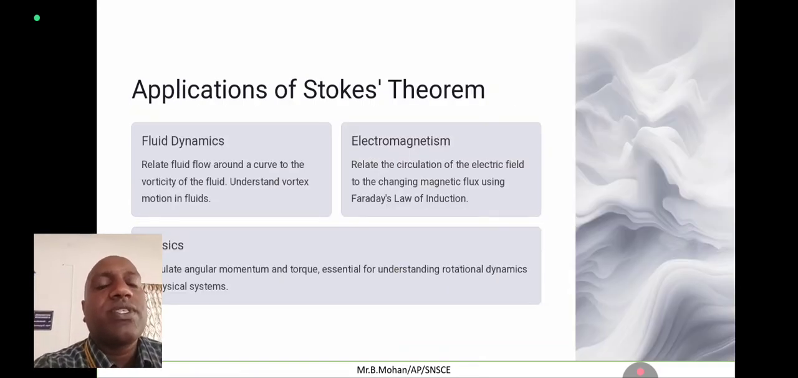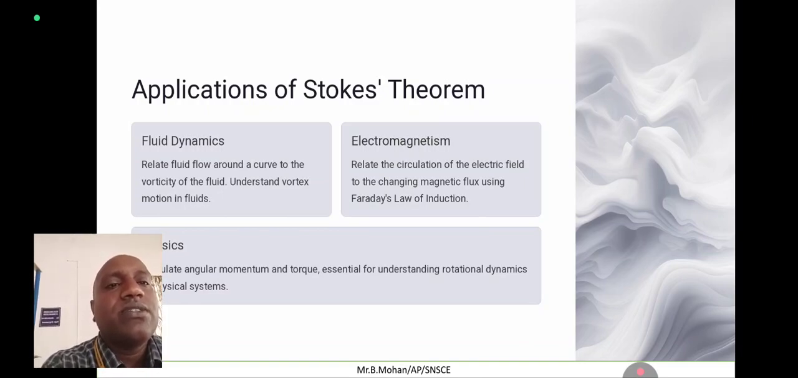Then the applications of Stokes theorem: fluid dynamics, electromagnetism and statics. In fluid dynamics, it relates the fluid flow around a curve to the vorticity of the fluid, helping us understand vortex motions in fluids. And in electromagnetism, it relates the circulation of an electric field to the change in magnetic flux, using Faraday's law of induction.